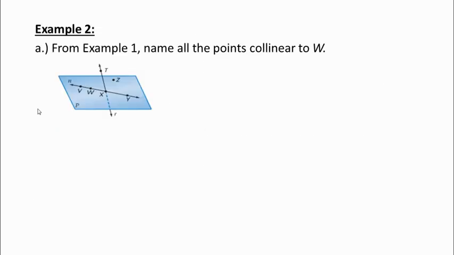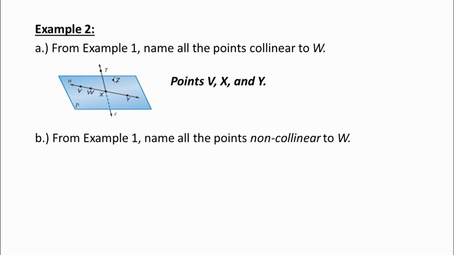Example 2, from example 1, that picture. Name all the points collinear to W. Well, that's easy. That's V, X, and Y. That's it. So don't say T or Z, because those are the only points non-collinear to it. Speaking of non-collinear to the W, points T and Z are.